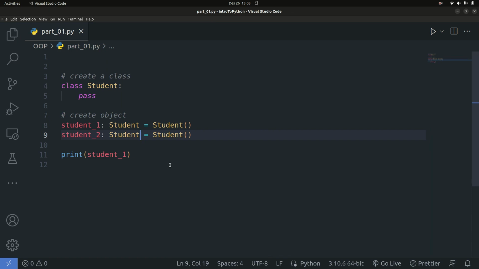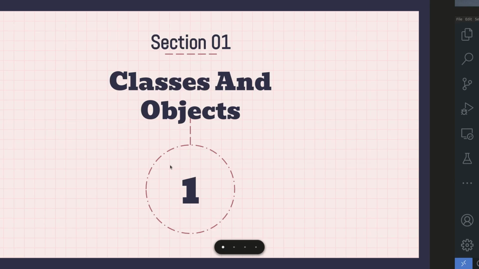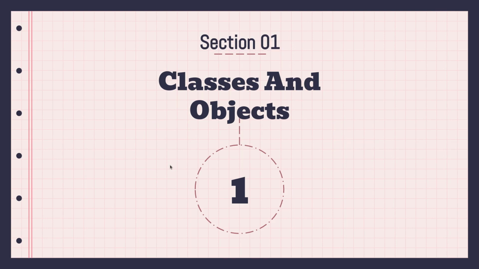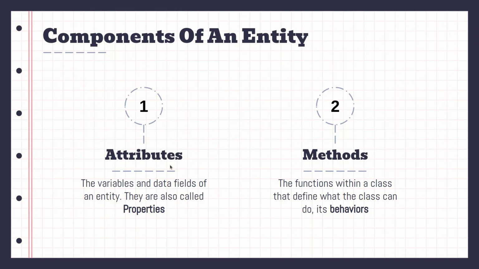So let's go back to the slides and see what we have. Now we have looked at how to create a class and an object. Now let's move on to talk about an entity and the components of an entity. An entity is basically just an object. If you hear people saying entity or object of a class, they mean the same thing. That's why I also use the word entity, so that you can get familiar with it, because you come across people using it a lot.